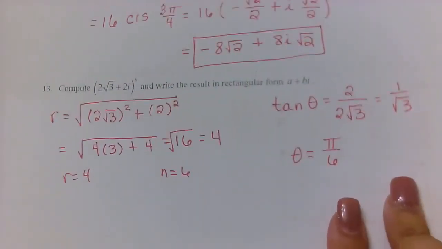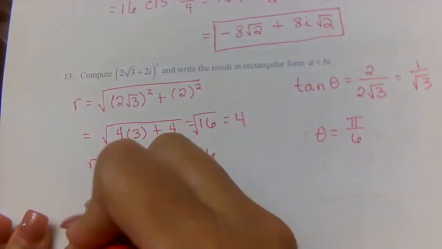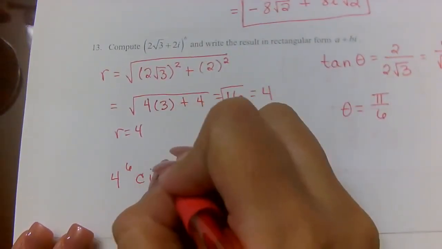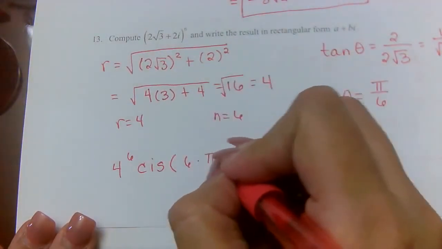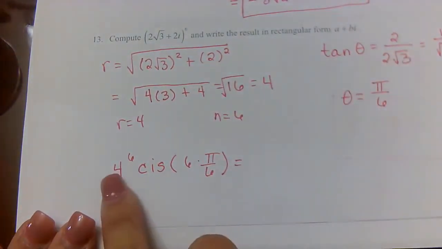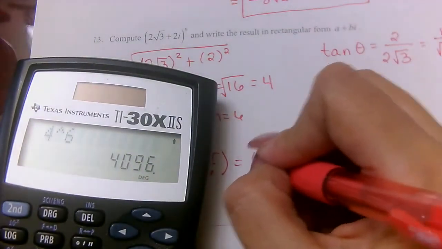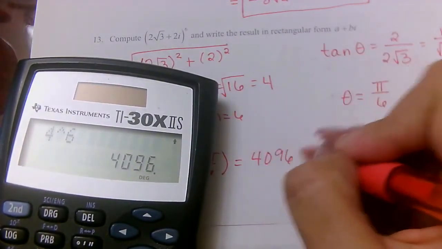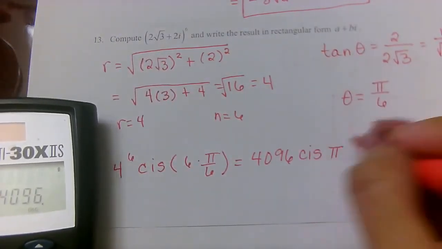So let's just plug it into the formula, okay, this formula here. R raised to the nth, so 4 to the 6, CIS n theta. CIS n, which is 6, times theta, which is pi over 6. Okay, so now I'm going to go ahead and evaluate that. 4 to the 6th power is going to be 4,096. CIS, 6 cancel, so this is just pi.